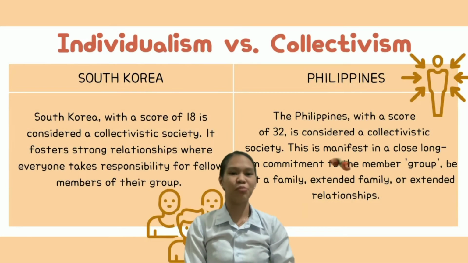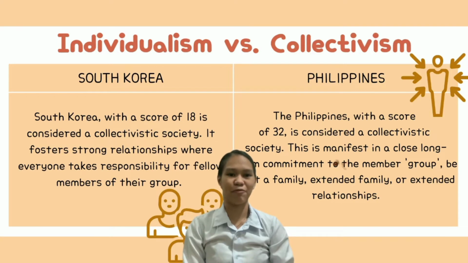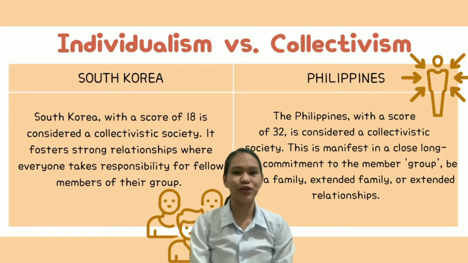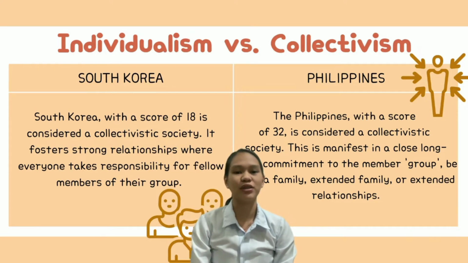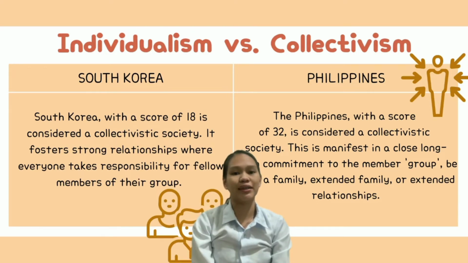Hi, I'm Febrer from BSHM 3A. And today, I will discuss to you about the individualism or collectivism of South Korea and the Philippines. The illustration shows that in terms of individualism, the Philippines scored 32, which is considered as collectivist society. And also, South Korea scored 18, which is also considered as a collectivist society. Since these two countries have a score less than half of 100, it is not considered as individualist society.